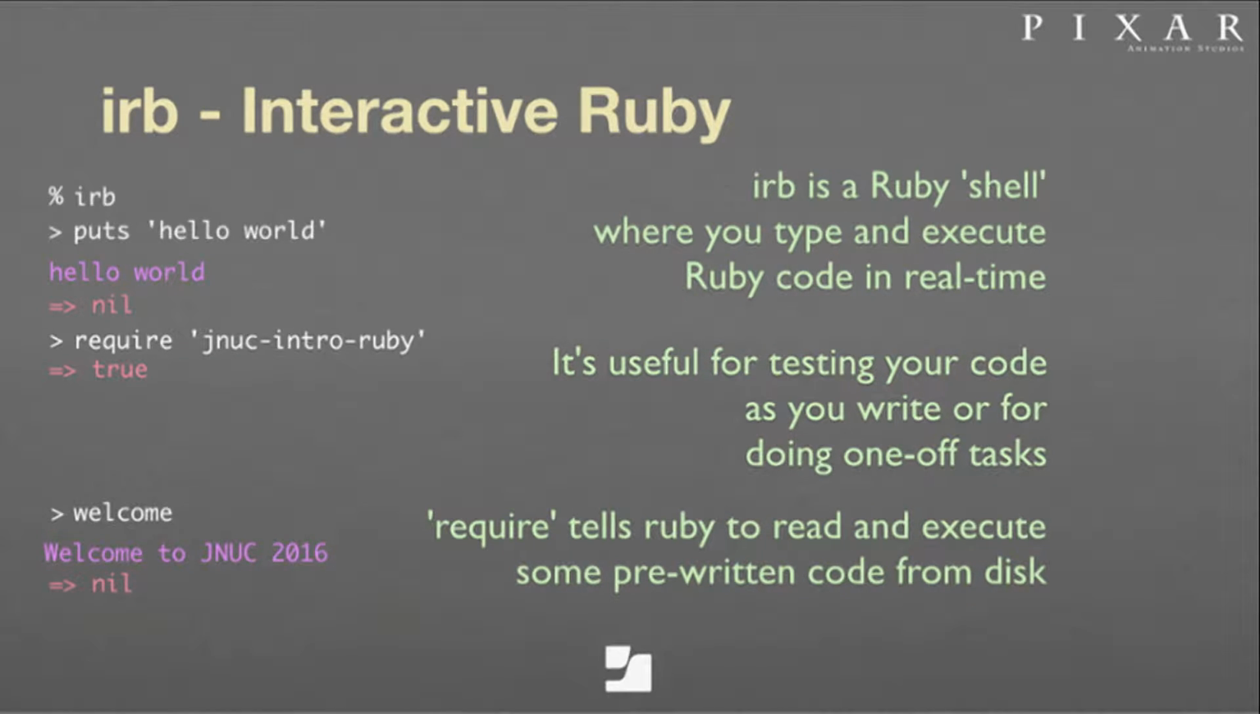If you've done this require JNUC intro Ruby, which is part of the class materials, it imported a bunch of libraries and stuff, some of which I wrote, which included this little welcome method, which if you type welcome, it should say welcome to JNUC 2016. If it does that, then it loaded correctly. Good.